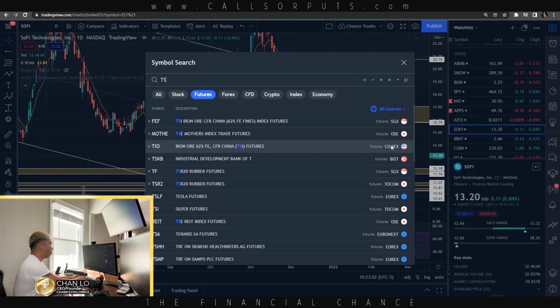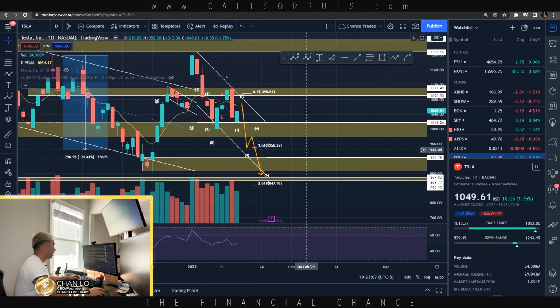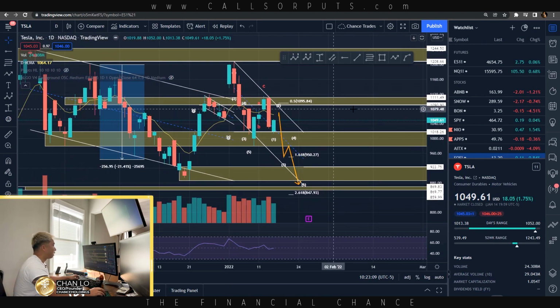Tesla is really the only one that I like going into next week. Hopefully, and I do think we're gonna get some sort of relief bounce, hit this 1090 level, and I will short it.